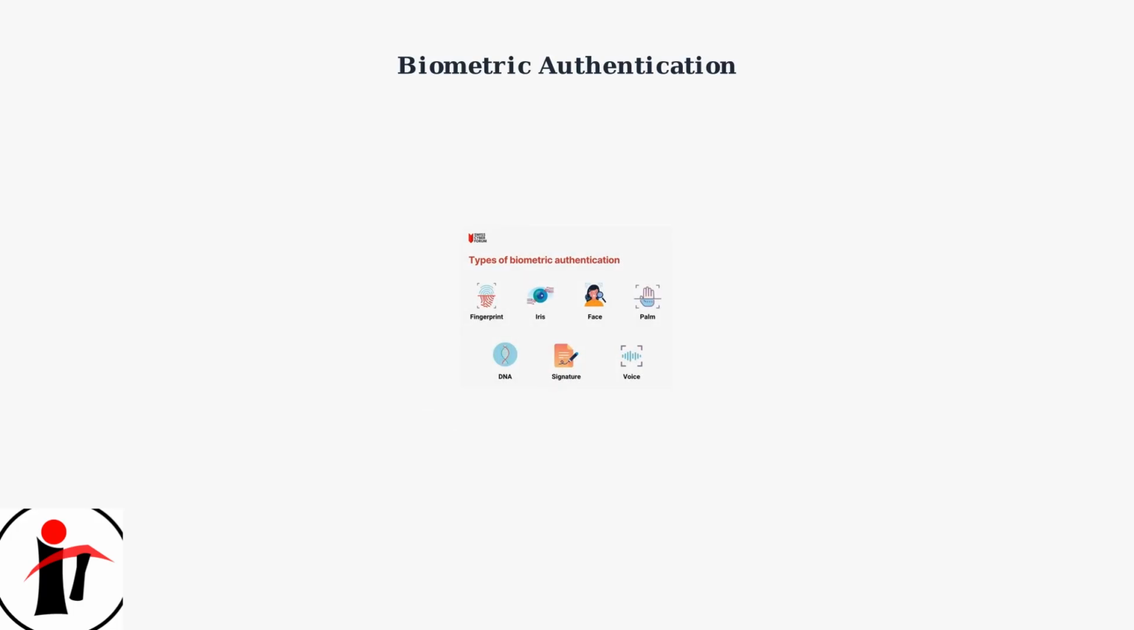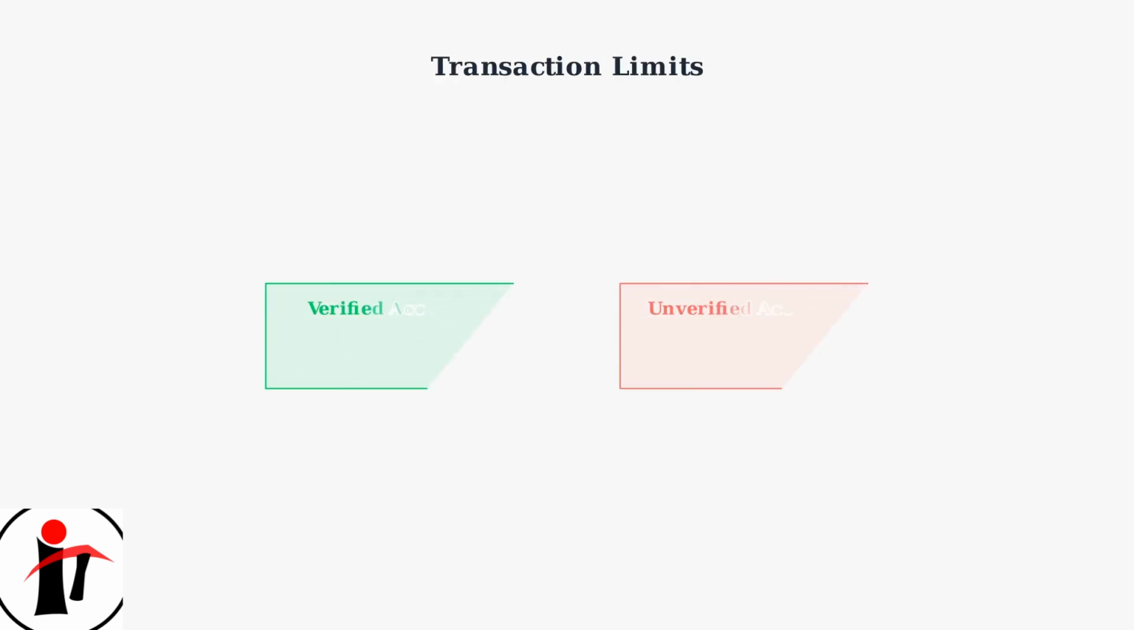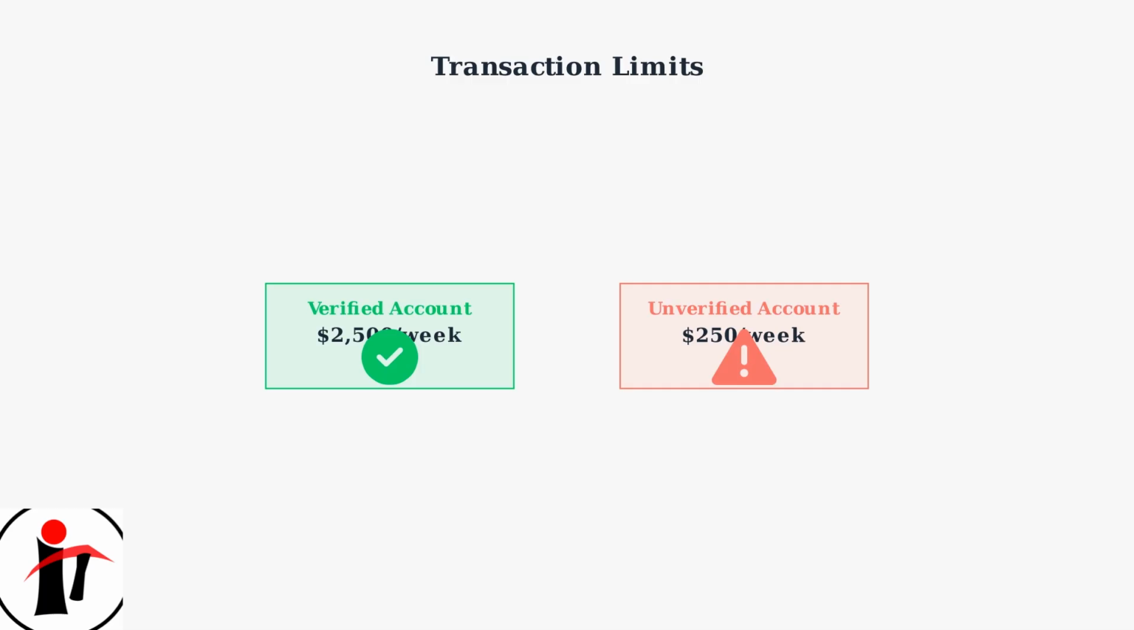Biometric authentication, including fingerprint and facial recognition, provides convenient yet secure access to your account and transaction confirmations. Dynamic QR codes provide additional security by changing periodically, making them much harder for fraudsters to exploit compared to static codes. Cash App enforces transaction limits to protect users.